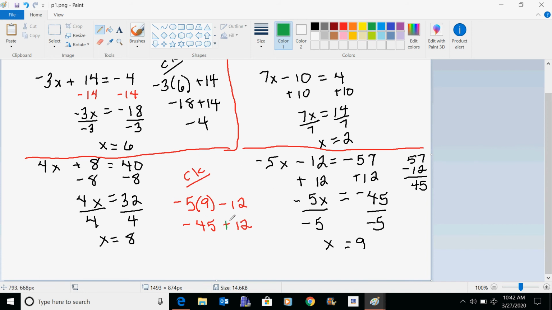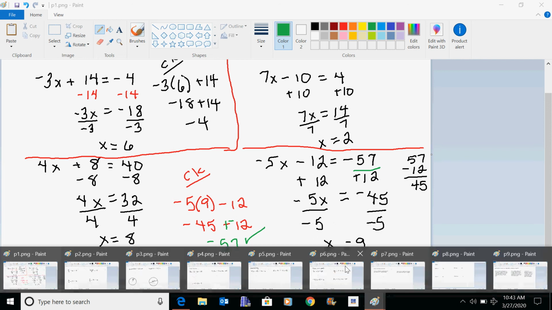Keep, change, like you guys like to do. 45, 57, negative 57. And that was the answer you were looking for. So it checks out. So you can always be sure before you actually submit an answer that you're correct, because you've gone back and you've done the checks. All right, moving right along.